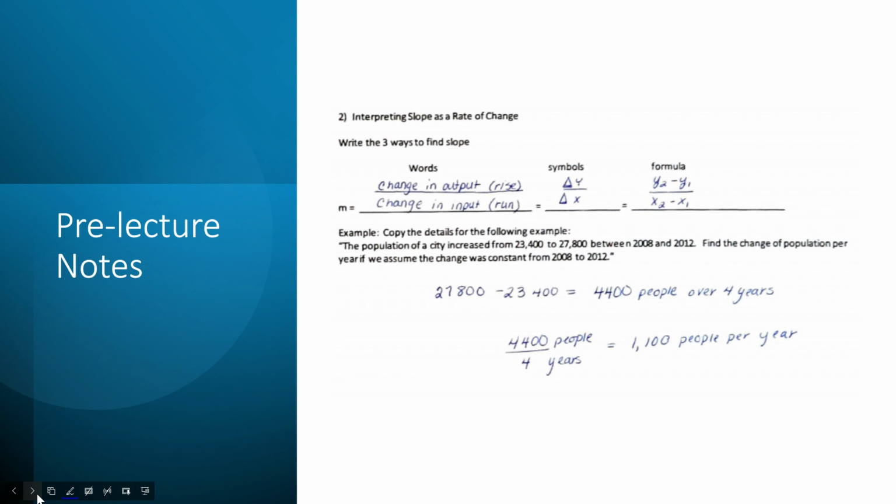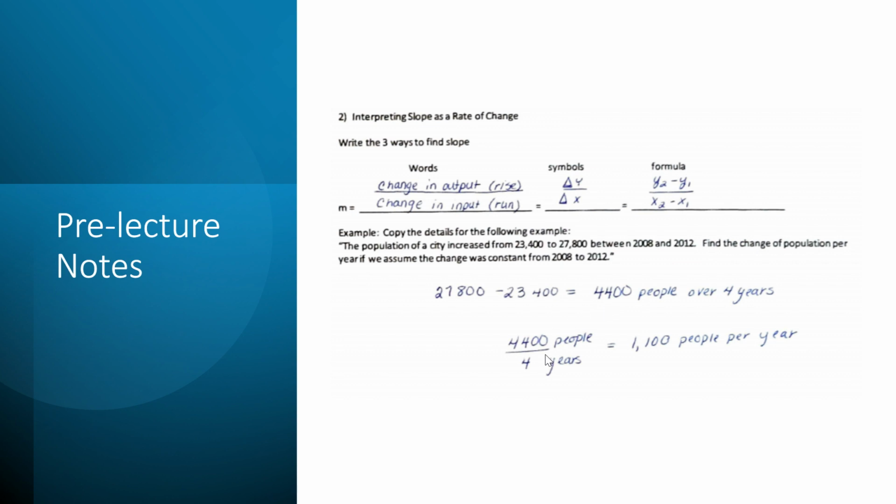We see an example, and it says in this example that the population of a city increased from 23,400 to 27,800 between 2008 and 2012. So we can use an intuitive approach to this. How much did the population change? Well, I did subtraction, as you can see here, and got 4,400. And that happened over 4 years because I understood from 2008 to 2012 is 4 years. And so in words, it changed by 4,400 people over 4 years.